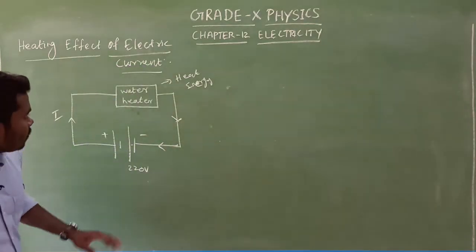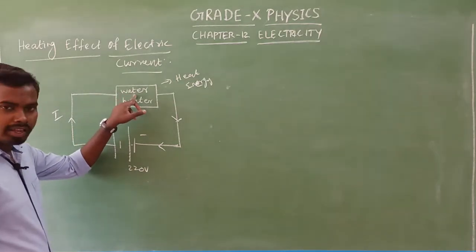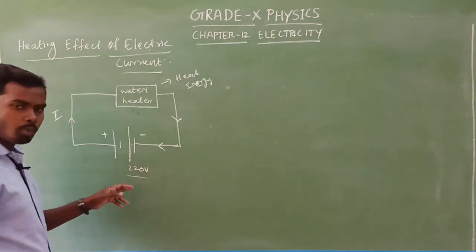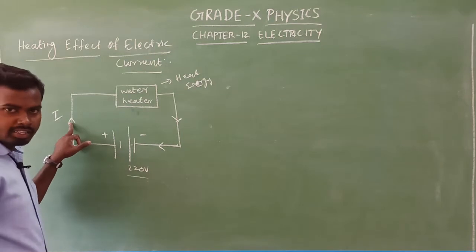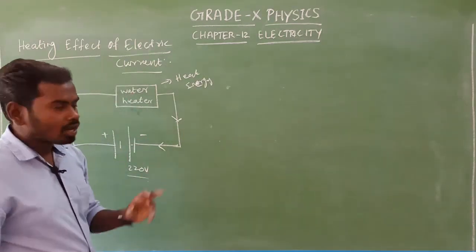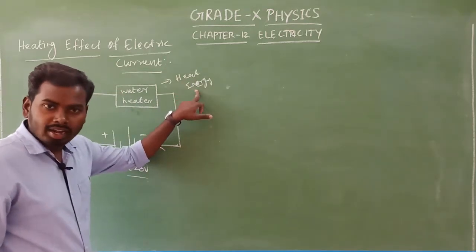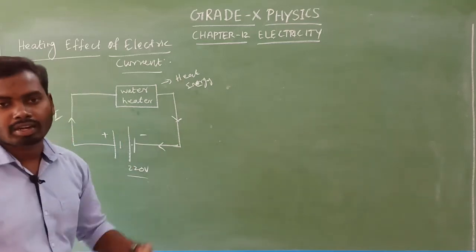So look at here, come to this concept. We have connected the water heater here, and we apply 220 volt potential difference. How much? 220 volt potential difference. Due to the potential difference, current passes through this circuit, isn't it? So this water heater consumes the electrical energy and converts this electrical energy into heat energy. Is it clear? So this is called heating effect of electric current.